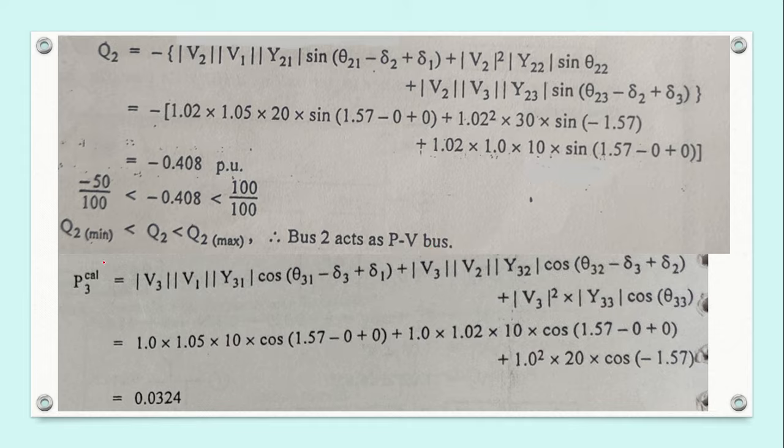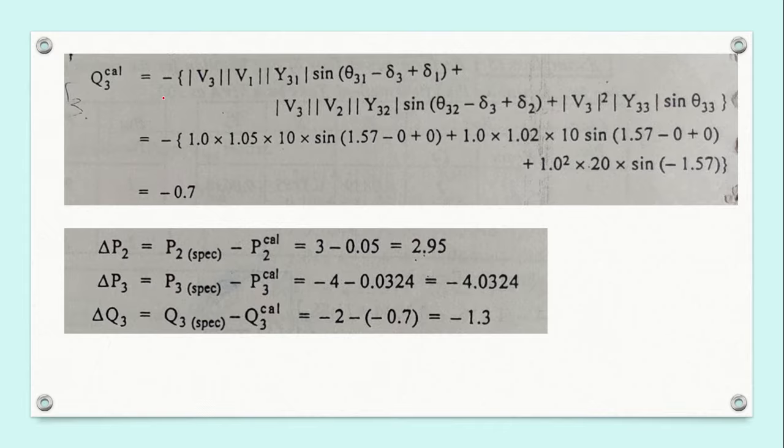Now we can calculate P3. Let us go for calculations of the third bus. So P3 calculated: instead of P, substitute 3. Then Q varies from 1 to 3. Write the corresponding equation, substitute all the values and calculate P3 calculated. Thereafter Q3 calculated: substitute all the values and calculate the reactive power for the third bus. As the third bus is a load bus, there is no reactive power limit and we don't have to check for reactive power limit.